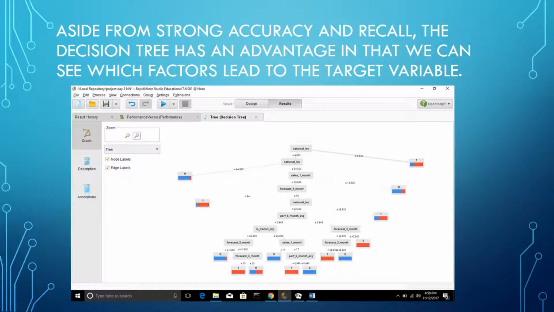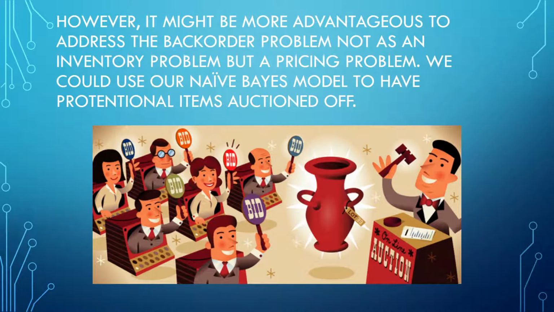So the decision tree has the advantage that we can see which factors led to the target variable. So things such as the amount in your inventory, the forecasted sales, the sales that you've had in the trailing 3 or 6 months. These are all good indicators that something's going to go on back order.